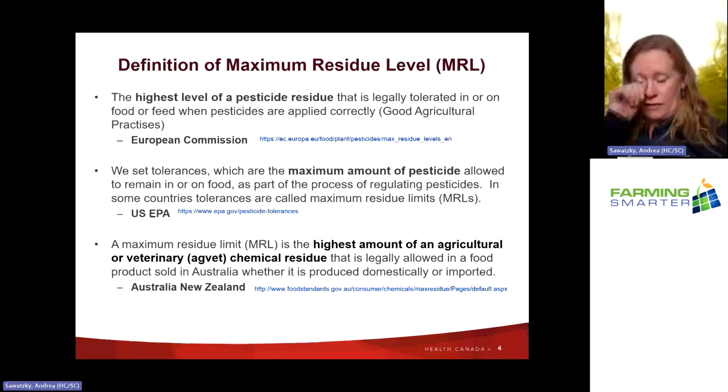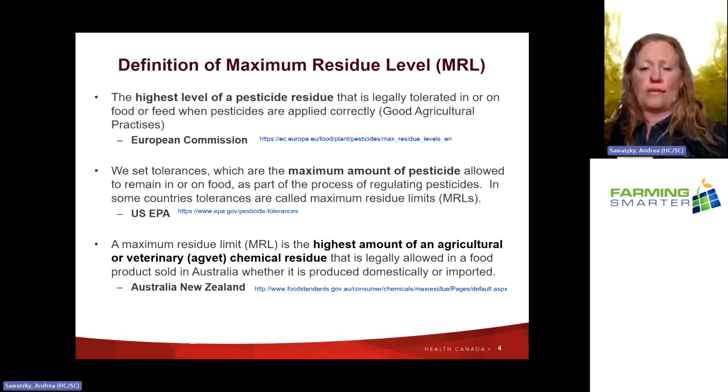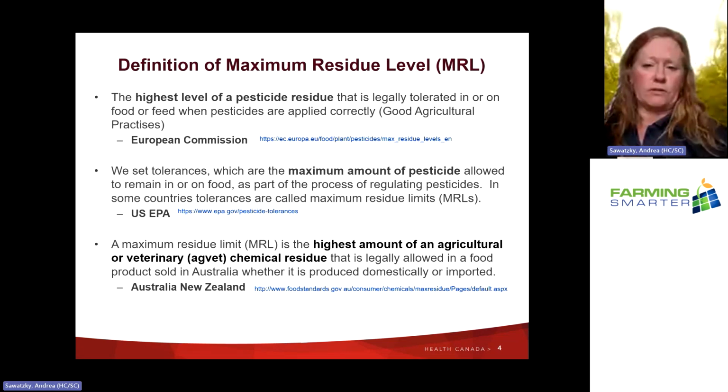Now, if you go to Australia and New Zealand, the maximum residue limit is the highest amount of an agricultural or veterinary chemical residue that's legally allowed in a food product sold in Australia or New Zealand, whether it is produced domestically or imported. So as you can see from these definitions, other countries outside of Canada set their own MRLs, or maximum residue levels.